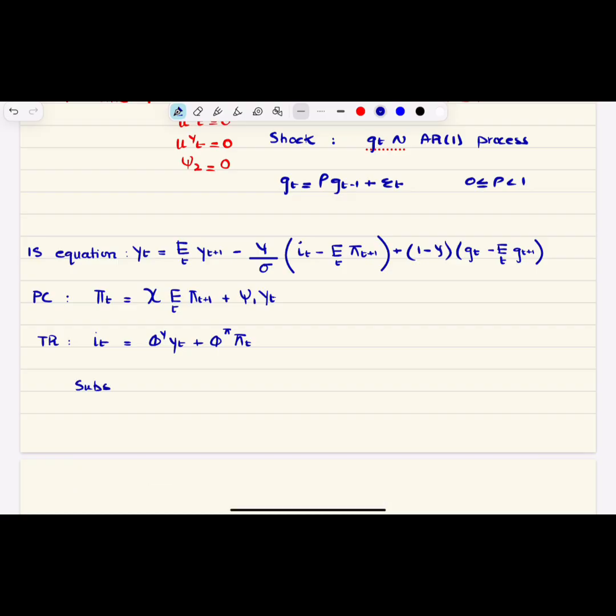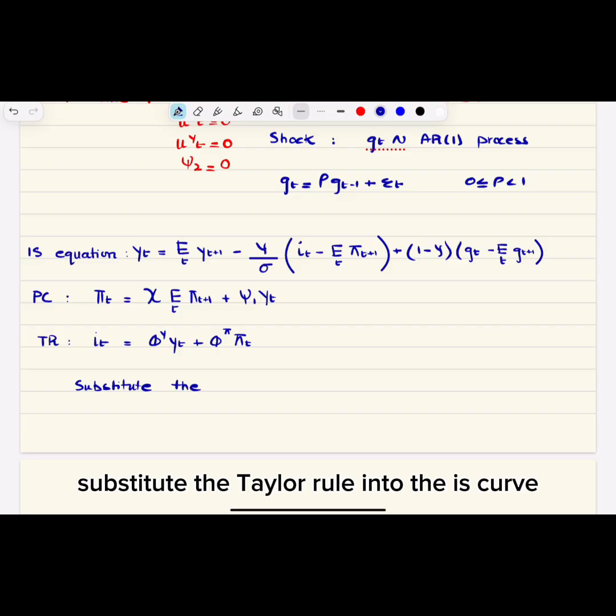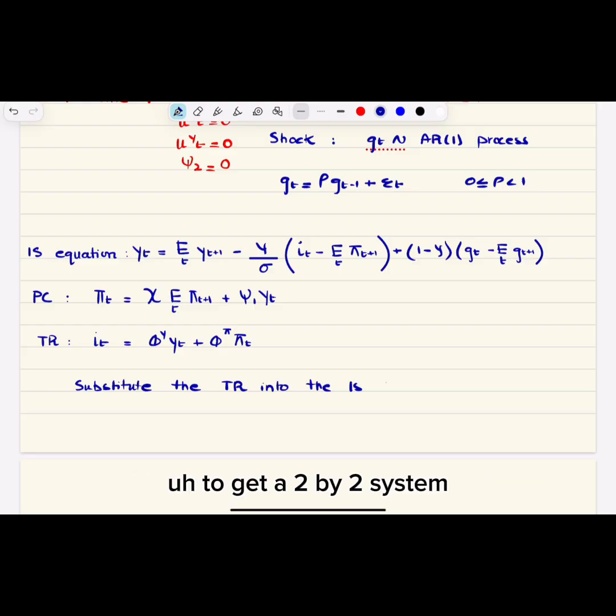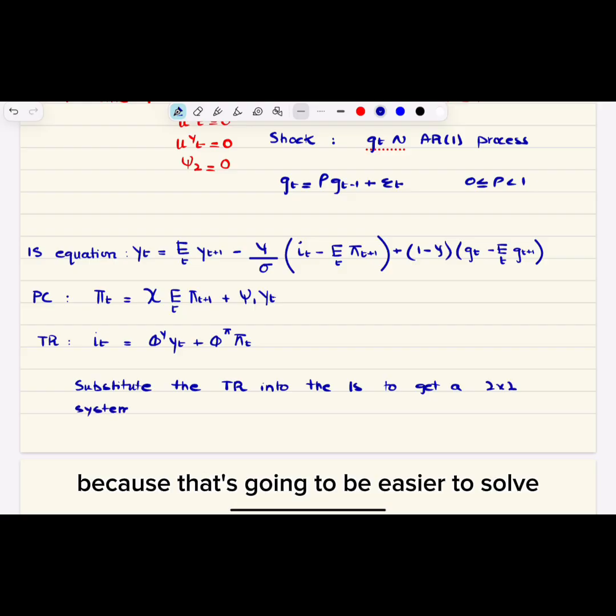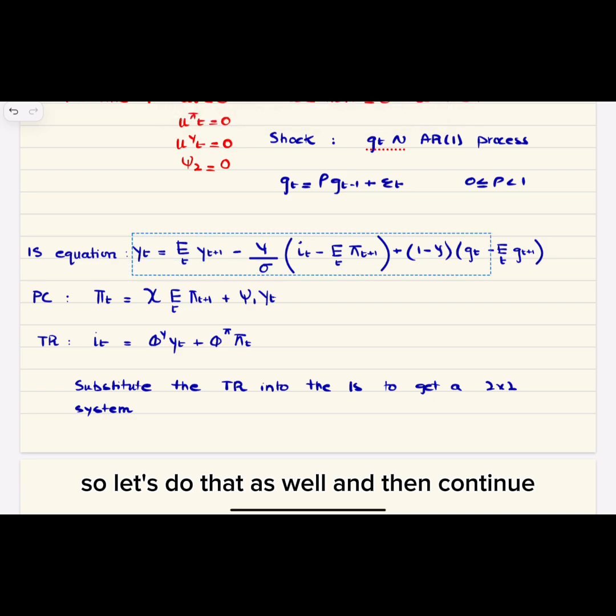substitute the Taylor rule into the IS curve to get a 2 by 2 system, because that's going to be easier to solve. So let's do that as well and then continue.